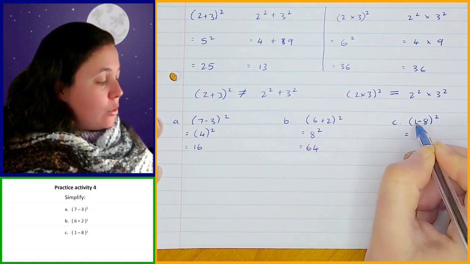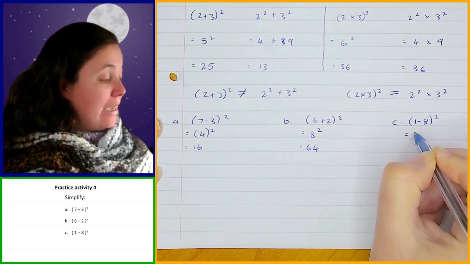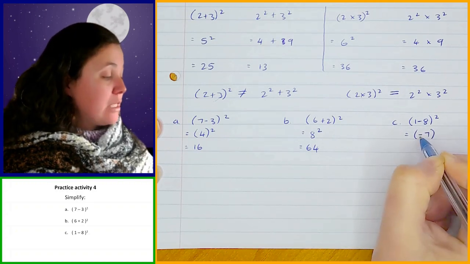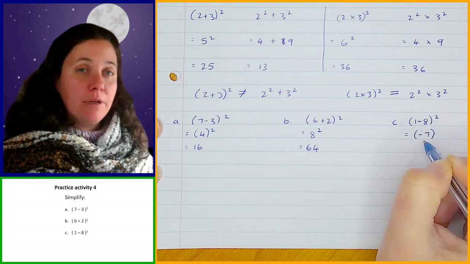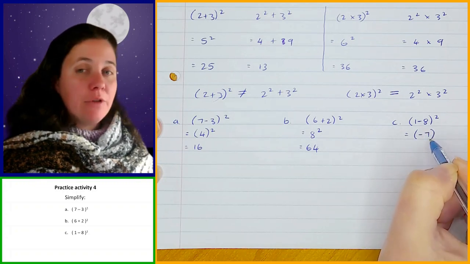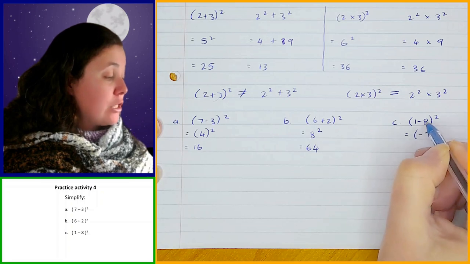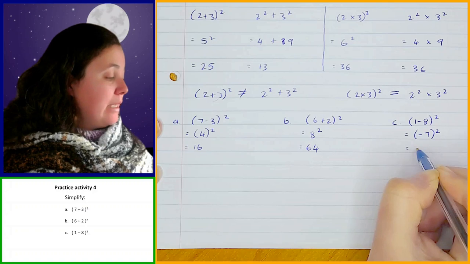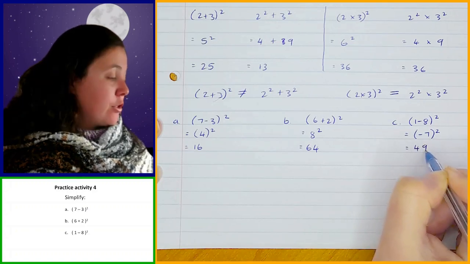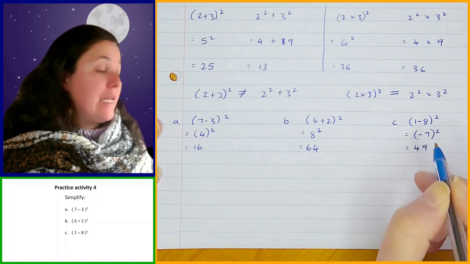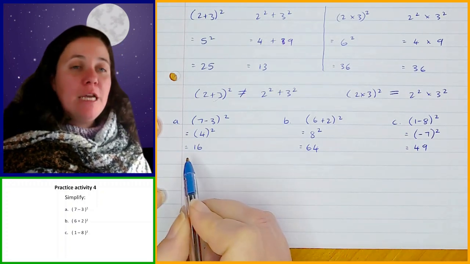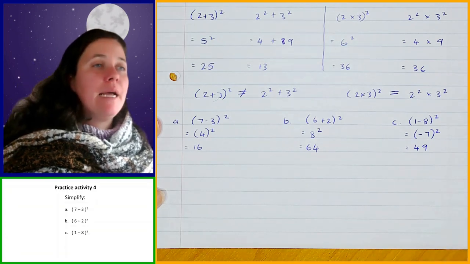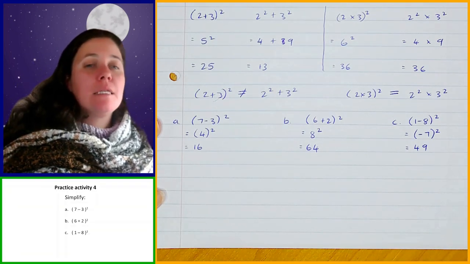Over here, I've got 1 minus 8 is negative 7. Now, here I do have to write those brackets. Those brackets actually are very important over here because I have to square the whole of the negative 7. I can't just be squaring the 7, I have to be squaring the negative as well, because it's part of what was inside there. So it's negative 7 squared, and that gives me positive 49, because remember, when we square a negative number, we get a positive answer. So for question A, you should have got 16, for question B, 64, and for question C, 49. Okay, so that is squares that we have dealt with now.